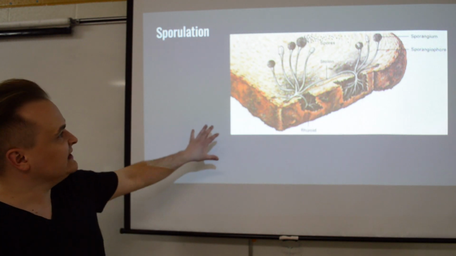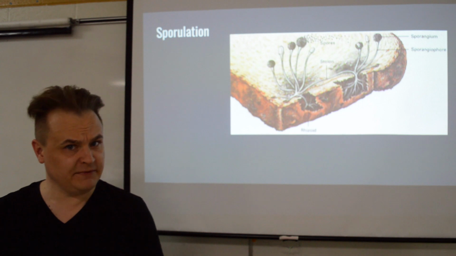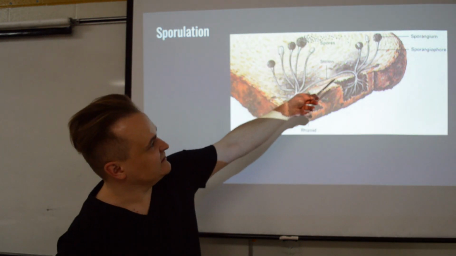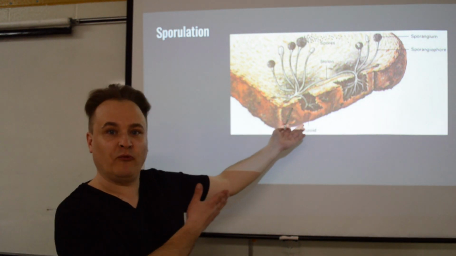Sporulation. We'll get into some details of that one later. No notes to take, I've got good notes for you coming up. Don't worry. But you can see that spores are released, and there's something called a sporangium. And this looks like a case of bread mold here.